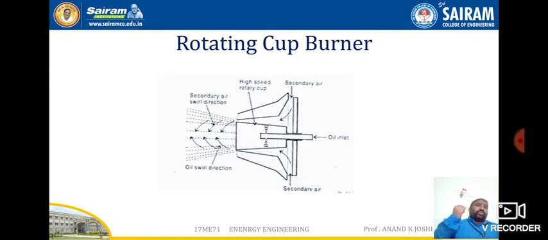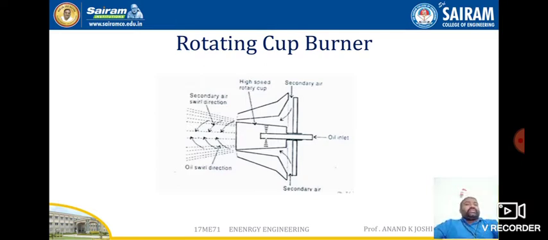The oil fuel is atomized, and the direction of rotation of the cup and the direction of the flow of air are opposite, such that both air and fuel mix thoroughly by swirling action as they leave the burner and burn easily. Such burners have a wide capacity range, as the rate of oil burnt can be easily regulated by controlling the inlet port size at the center of the cup. So this is how the rotating cup burners work.